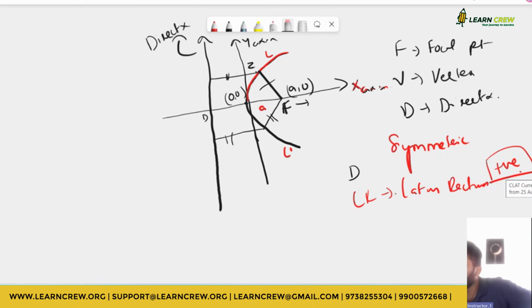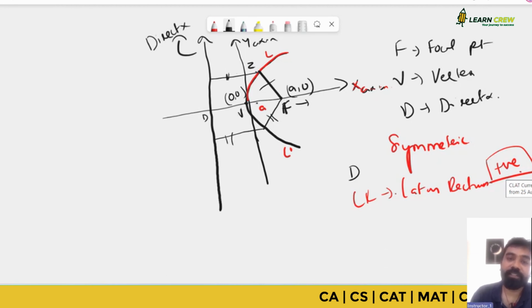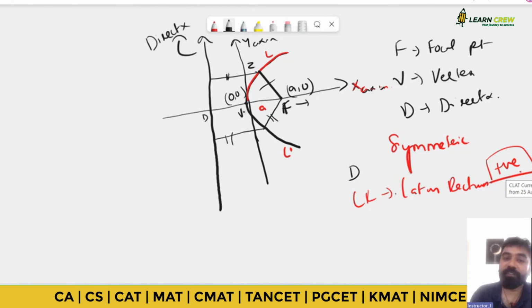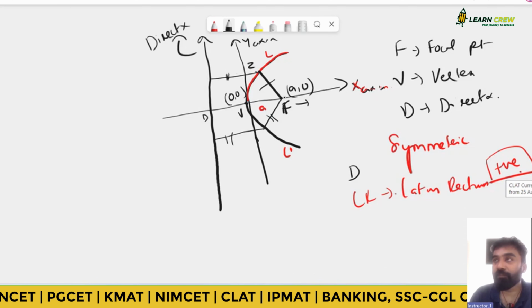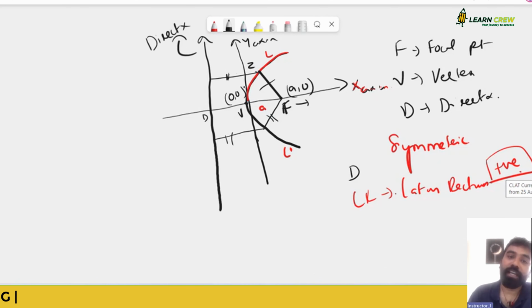It is the set of points in a plane which are equidistant from the point F and the line L. First we saw the focal point, then the vertex, and then the directrix. The distance of the vertex from the directrix and from the focal point is equal. If this is 1, this is 1. If this is 2, this is 2. The vertex here we have taken as 0, 0. It need not always start from 0, 0. It can shift to a different position also. Accordingly, the directrix and the vertex will be taken care of.